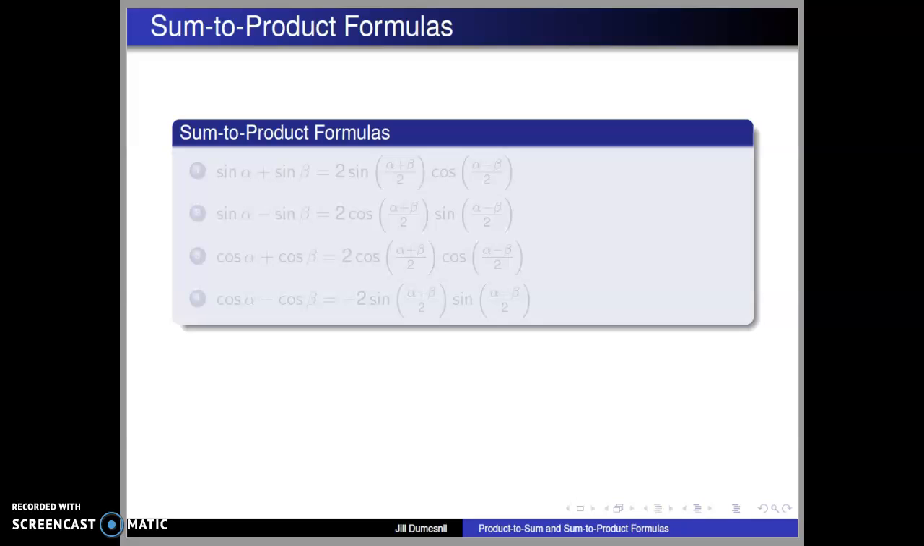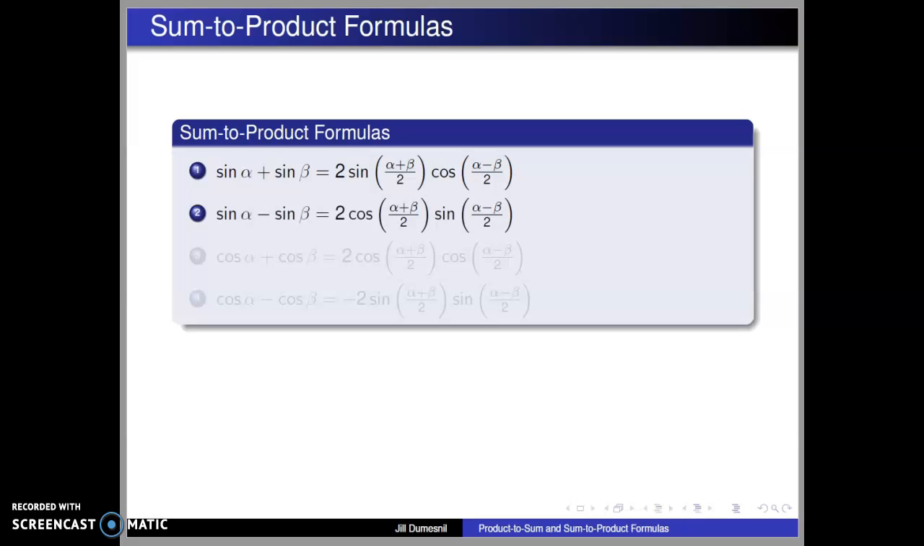As I mentioned earlier, sometimes it's advantageous to change a sum or difference to a product. Thus, let's consider the sum to product formulas. As usual, we'll state the formulas, provide one proof, and then illustrate via examples how the formulas can be used. The first formula equates the sum of two sines with a product.